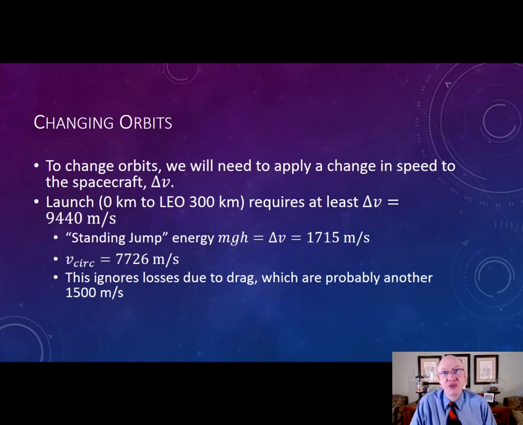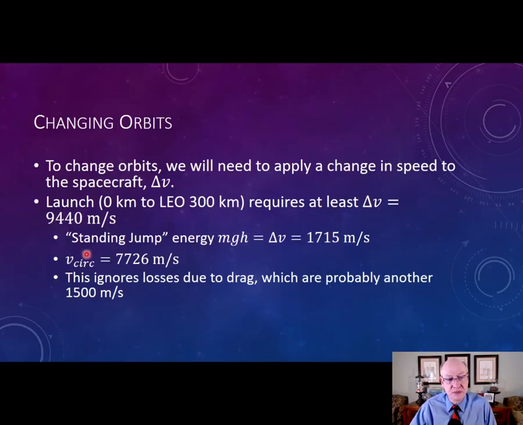So let's think about the most natural delta V, which is getting your satellite from the surface of the Earth into orbit to begin with. How much delta V does that require? Well, to go from launch to a 300-kilometer circular orbit requires a delta V of at least 9,440 meters per second.